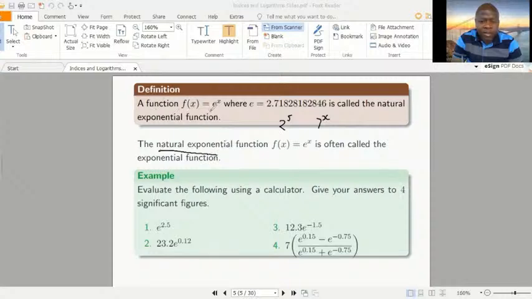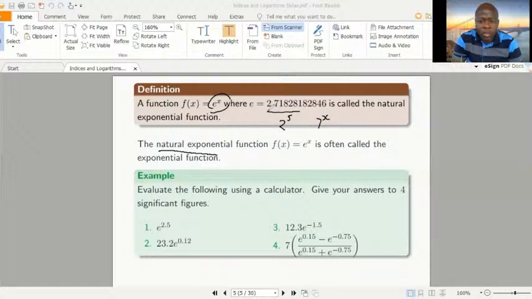I've said that e raised to x is the natural exponential function where e is the base, and this base equals 2.7182 and so on. So this one you can find on your calculator. If you just press E on your calculator, check your calculator and you'll find there is an E on it. When you press it, it will give you this value.